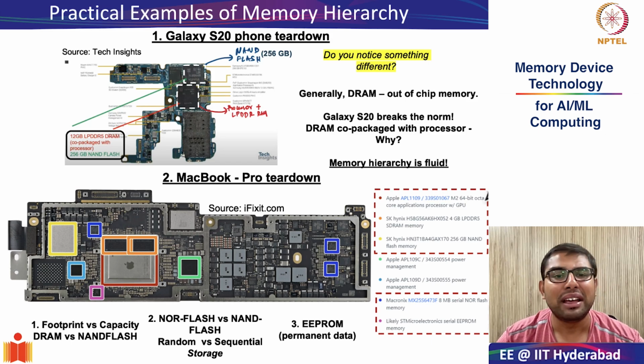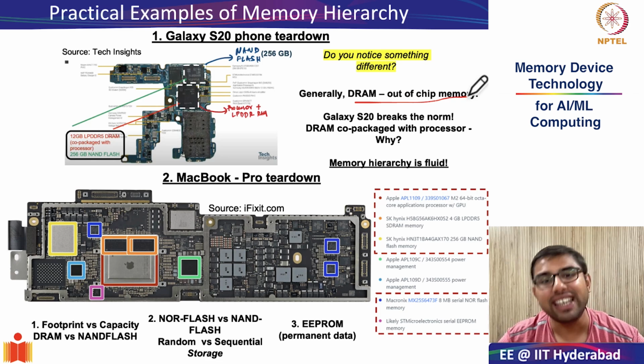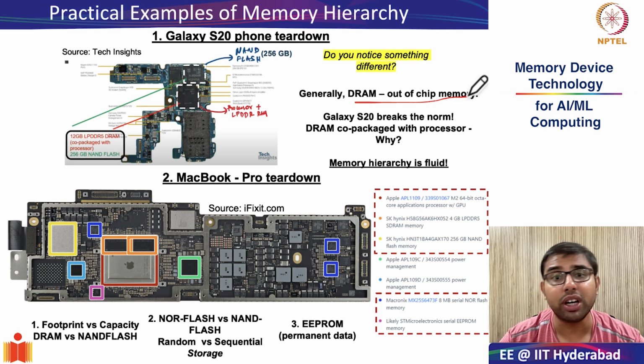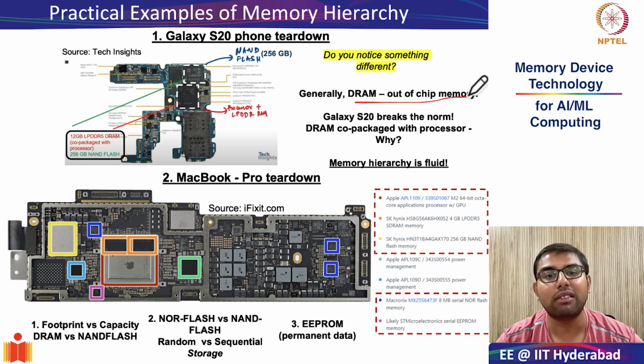How did we see that? We saw that generally DRAM is out of chip memory. Why is it out of chip? Because the 1T, 1C, especially the capacitor fabrication, is not compatible with the fabrication of advanced transistor technology nodes. They are made in completely different fabs. However, in Galaxy S20, we saw that the DRAM was co-packaged along with the processor. And later on in our studies, we saw that was possible through heterogeneous integration.